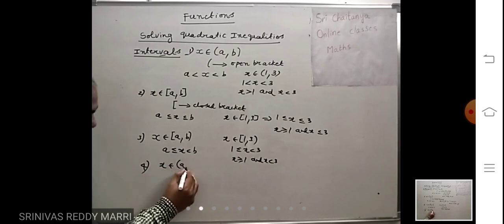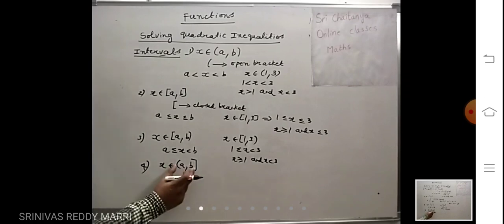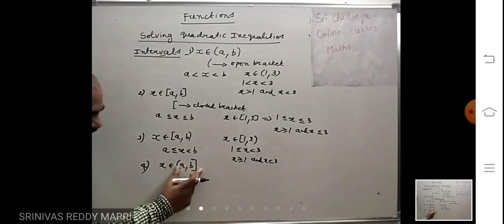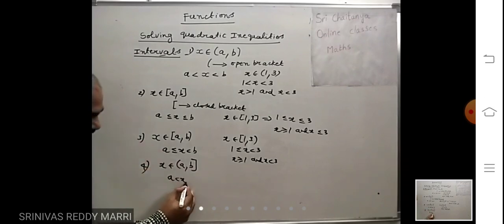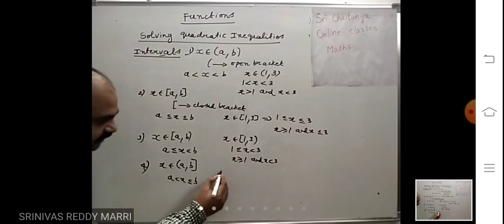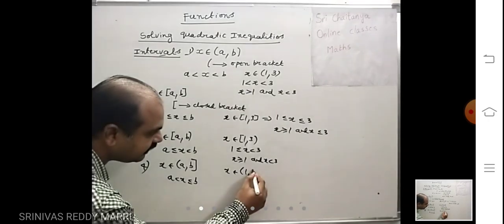If this is like this, look at, that means left side open, right side closed. That means what? All the numbers between A and B, excluding A and including B. This means that A is less than X, less than or equal to B. That means if you are writing like this, it means (1, 3].